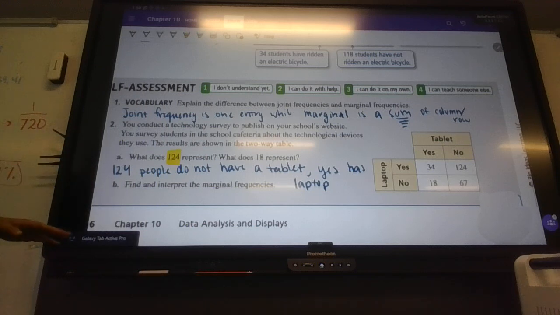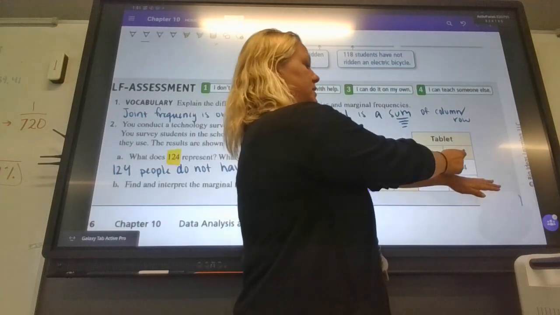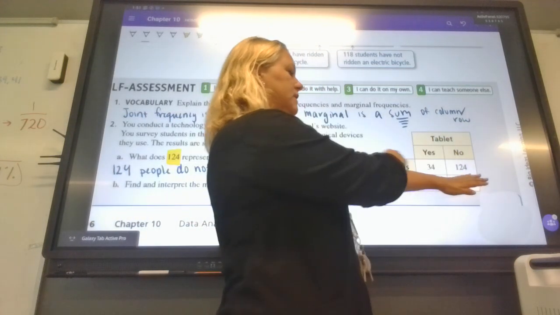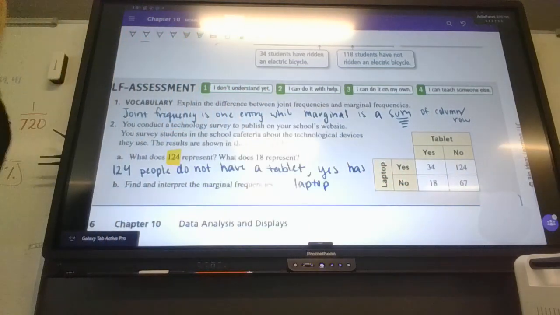This is a two-way table. It's data represented in two categories. So for this number, I have to look up and down. It's no tablet, but I also have to look left and right. It's yes, laptop. Two meanings for one number.